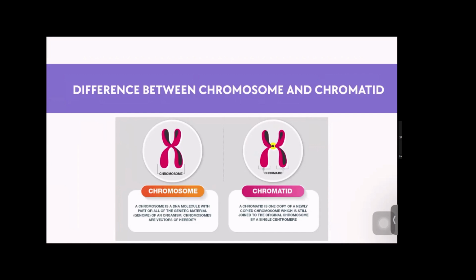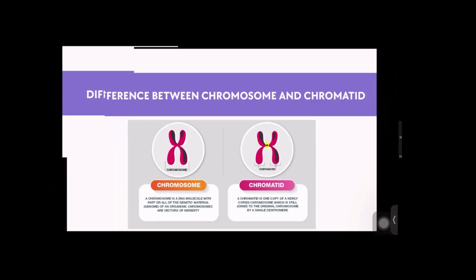So again lang, para hindi na tayo malito, a chromosome is a complete DNA structure that consists of two chromatids. So ang chromosome natin visible during cell division. A chromatid naman is one of the two identical copies of a chromosome formed after DNA replication. And they are again joined by a centromere before being separated during cell division.